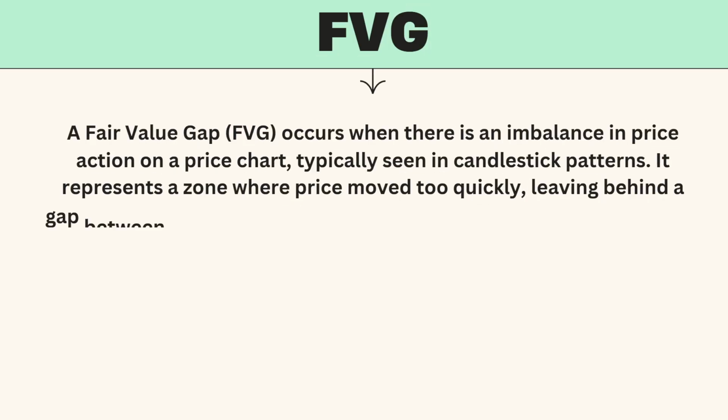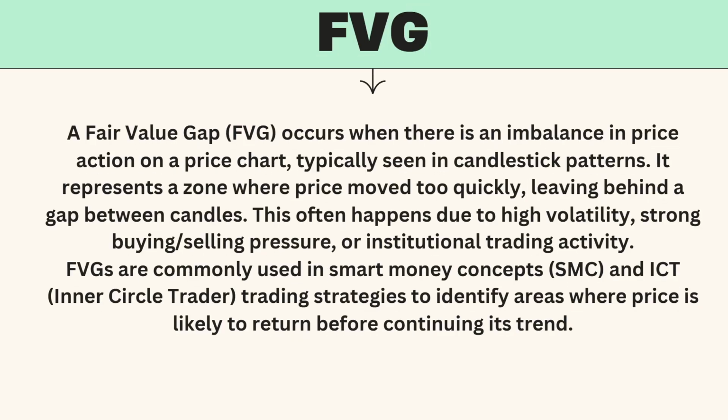FVG, a fair value gap, occurs when there is an imbalance in price action on a price chart, typically seen in candlestick patterns. It represents a zone where price moves too quickly, leaving behind a gap between candles. This often happens due to high volatility, strong buying or selling pressure, or institutional trading activity. FVGs are commonly used in smart money concepts, SMC, and ICT, inner circle trader, trading strategies to identify areas where price is likely to return before continuing its trend.